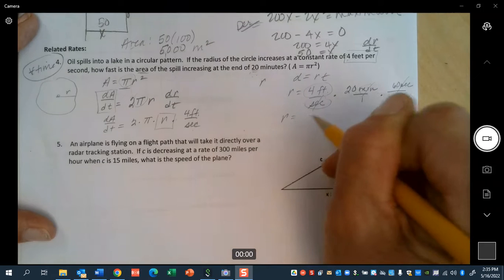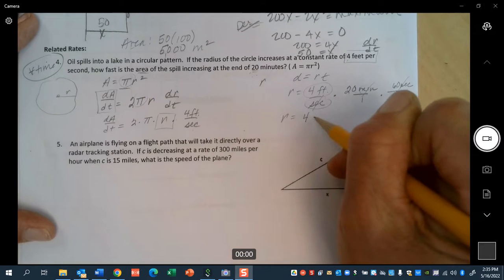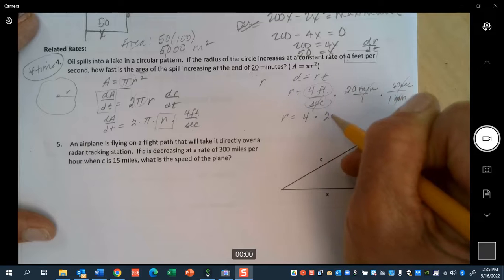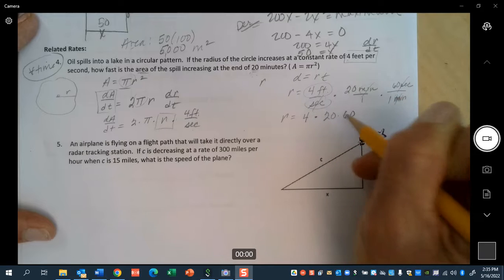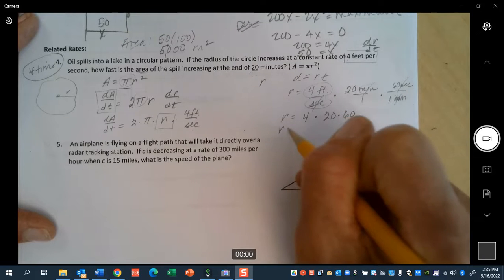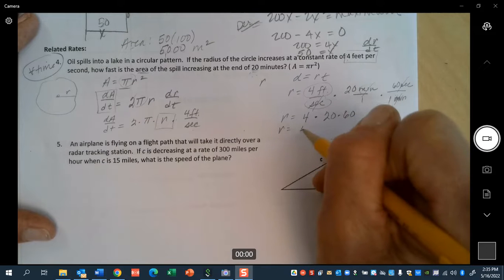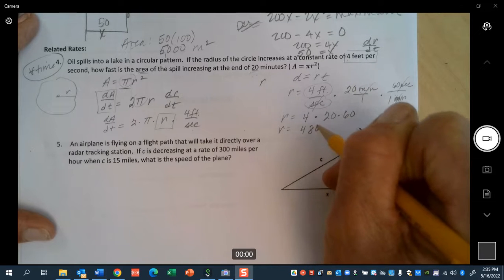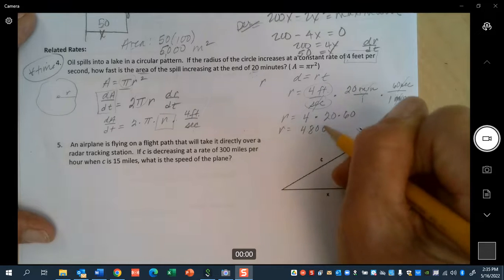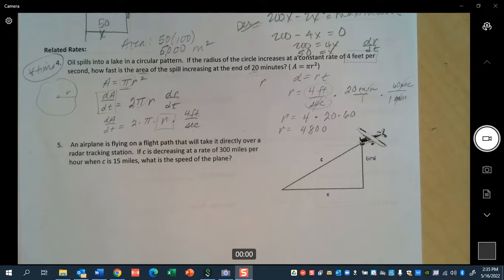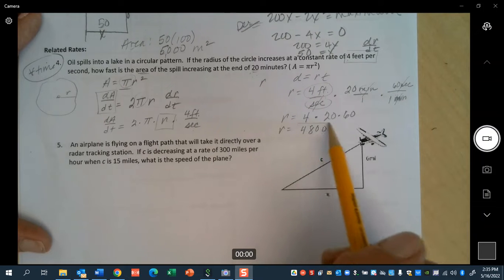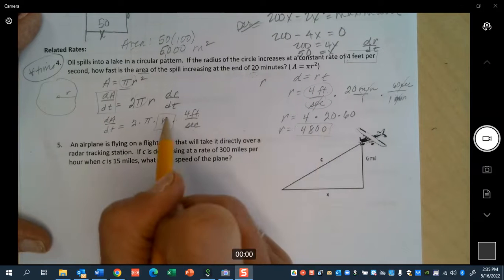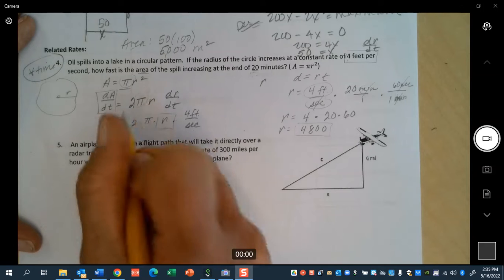So your radius is going to equal 4 feet times 20 times 60. What's that, 400? 4,800? Yeah? I'm checking it. Yeah. So that's my radius. That's what goes in for this R.